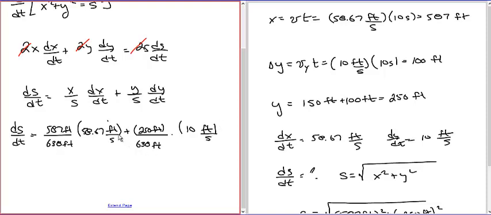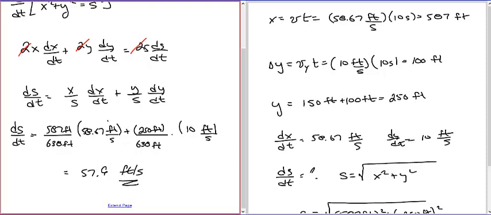And we should get some number between 10 and 58.67, I believe. So 587 divided by 638 times 58.67 plus 250 divided by 638 times 10, and I get 57.9 feet per second.